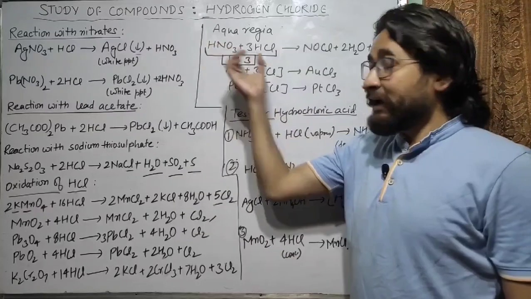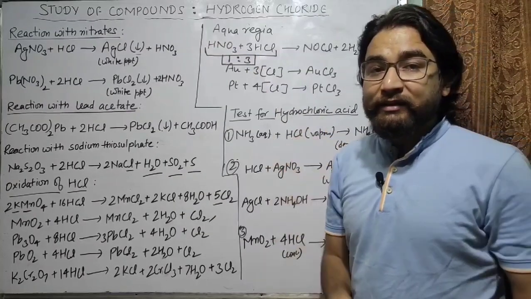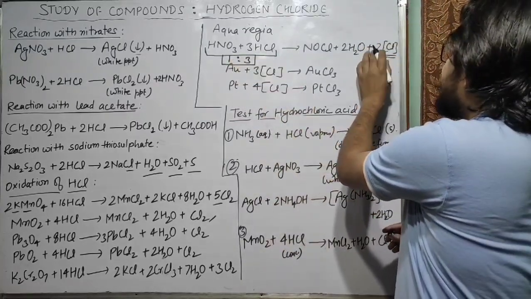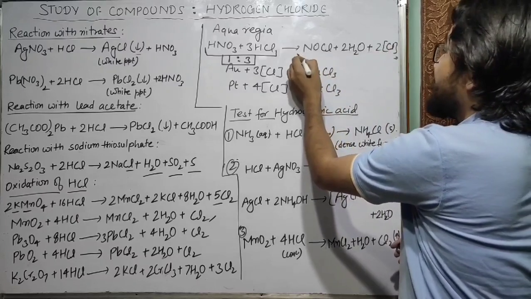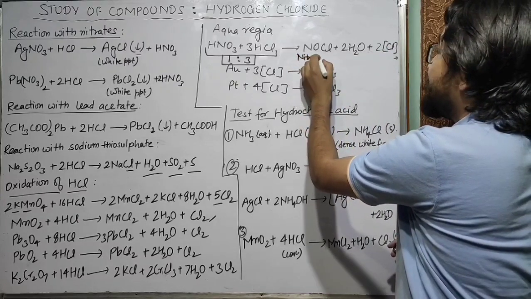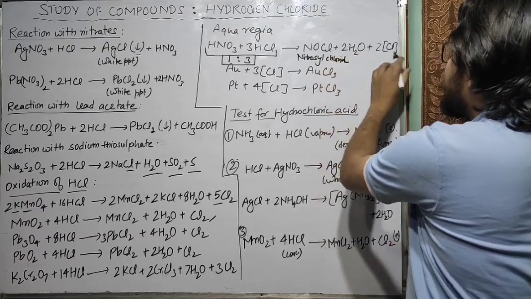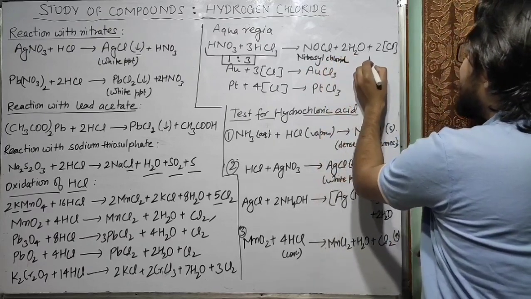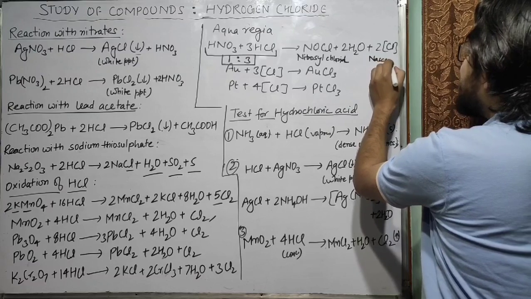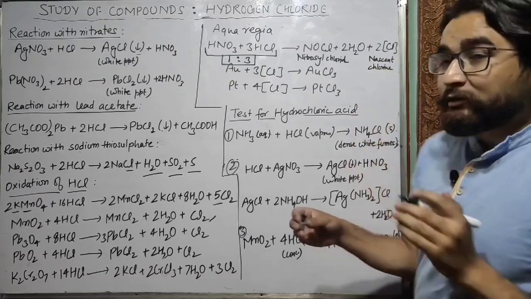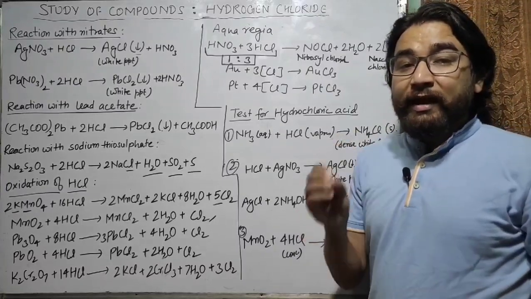It is a very good oxidizing agent. It will oxidize HCl and liberate nascent chlorine. So it forms nitrosyl chloride. What is its name? It is nitrosyl chloride, and it will also liberate water and nascent chlorine. So what is nascent chlorine? Remember, nascent chlorine is the chlorine in atomic form.